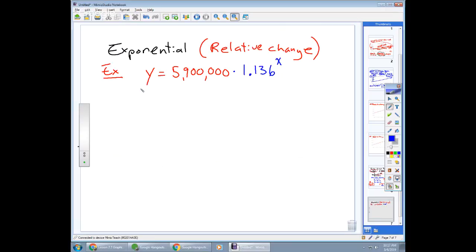Now, in this case, the y was the population of Washington today. And the x kind of represented years. In this case, it was every 10 years. So x measured every 10 years, which is a little weird. So if we put a 1 in there for x, that would be 10 years later. If we put a 2 in there, that would be 20 years later. 3 would be 30 years later. So that's the way we graphed in our spreadsheet.